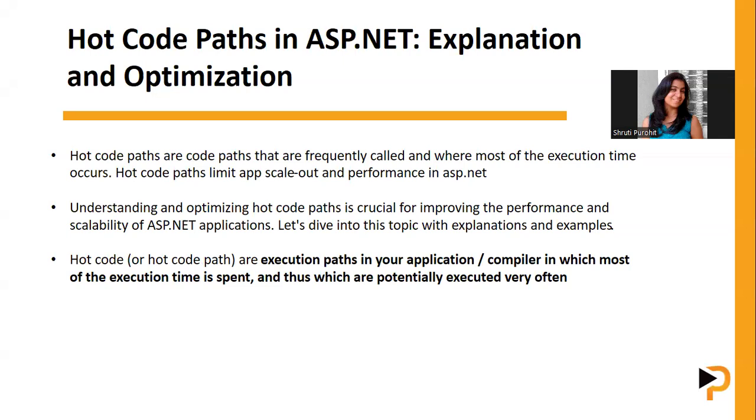Now, what exactly is it? Hot code paths are the code paths that are frequently called and where most of the execution time occurs. These are the blocks of code which are frequently accessed, and they take more than 50% of the execution time. So hot code paths limit app scale out and performance in ASP.NET, because these are frequently called, and that is the location where we need to optimize the code and check the performance of that code.